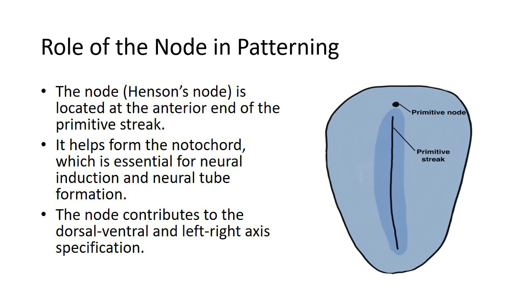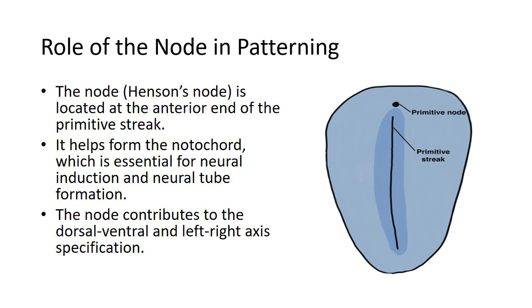The node, also known as Hensen's node, is a cluster of cells located at the anterior end of the primitive streak. It serves as a signaling center that regulates important developmental processes. Key features of the node: notochord formation. The node plays a critical role in the formation of the notochord, a rod-like structure derived from mesodermal cells that helps define the dorsal axis and serves as a precursor to the vertebral column in vertebrates.